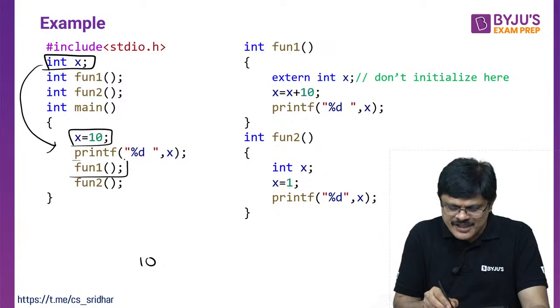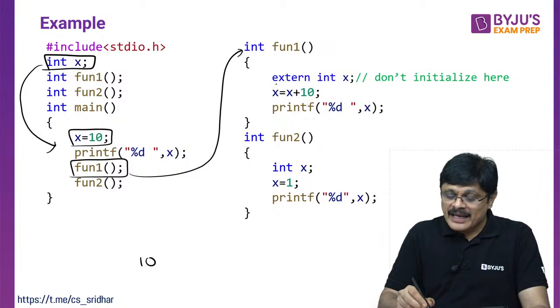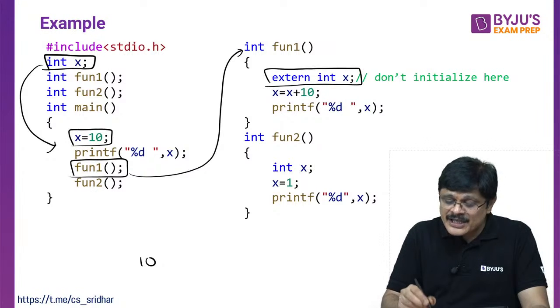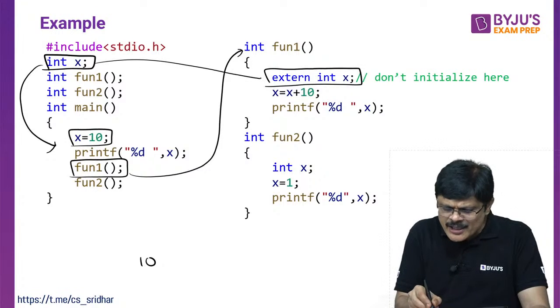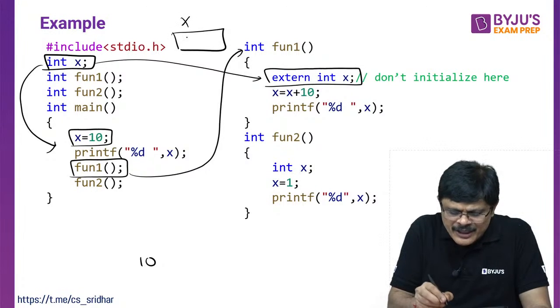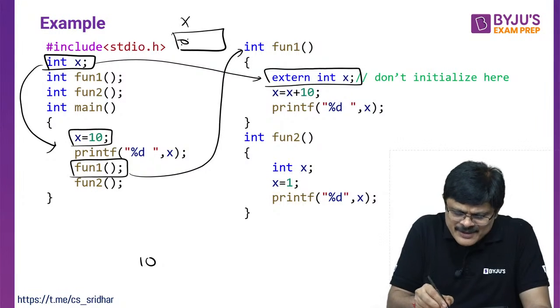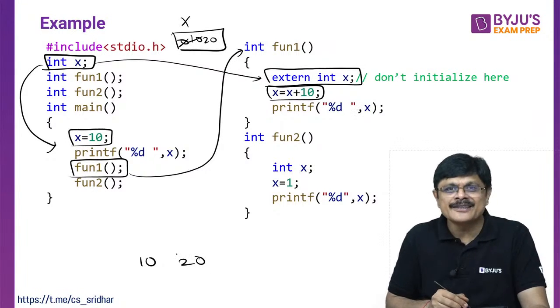Then I call function 1. Control passes here. Now I am doing extern int x. Extern int x means this also refers to the same x. So the same x value, initially it is 0 here. Once it comes here, it is 10. Now the value is updated by 10, so it becomes 20. And I print, 20 is printed.